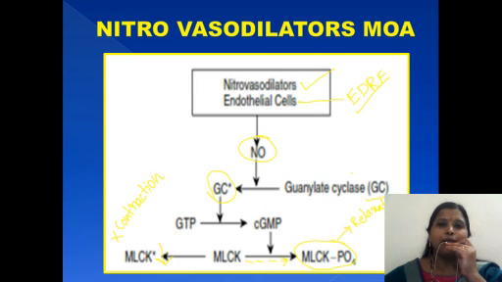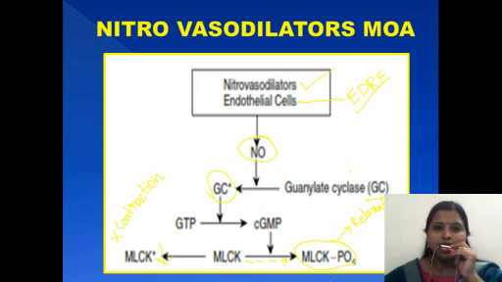So this is the mechanism of action of nitrovasodilators, which we can easily understand in 3 simple steps. That is by the formation of calcium calmodulin complex, then myosin light chain kinase activation, then myosin light chain phosphorylation, then contraction due to the binding of actin with the myosin light chain. So this is in brief about the nitrovasodilators.